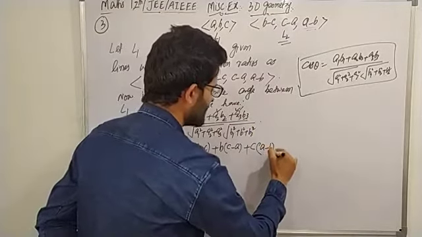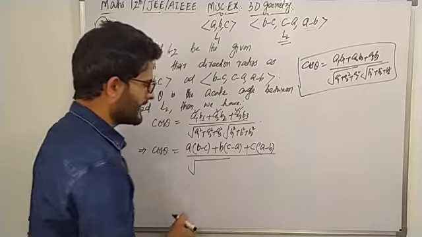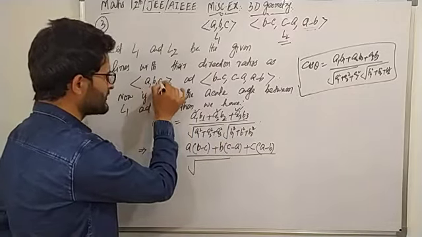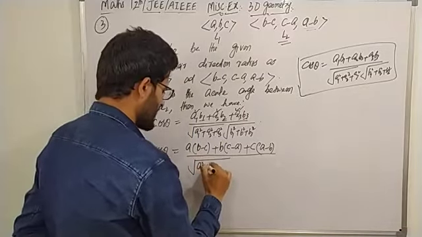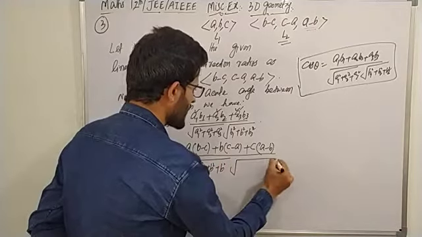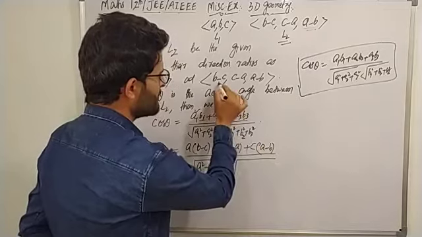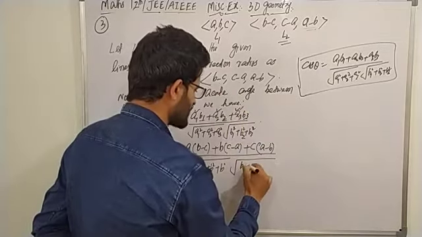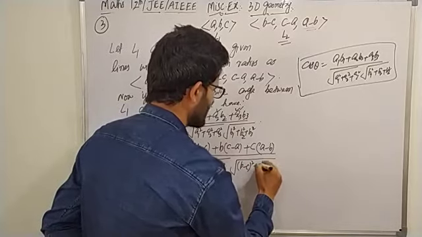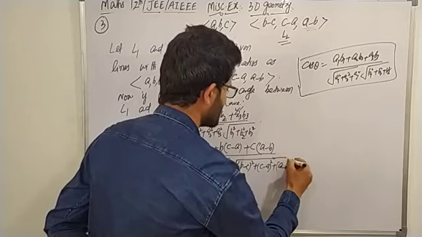divided by square root of, yes, A1 square plus A2 square plus A3 square means A square plus B square plus C square, so that is A square plus B square plus C square into square root of B1 square plus B2 square plus B3 square. So instead of B1 B2 B3 we have B minus C square plus C minus A square plus A minus B whole square.